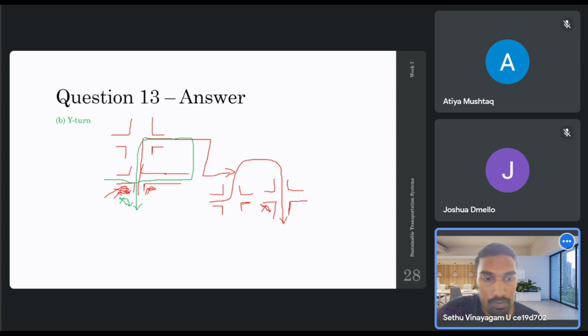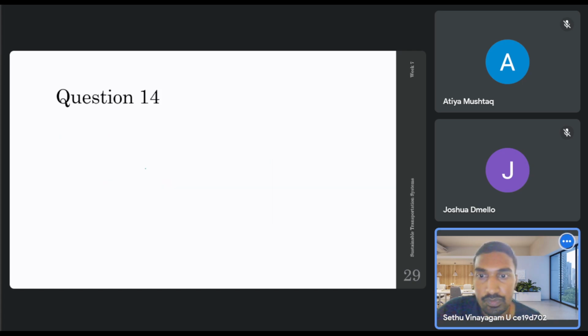Okay. So there is no Y turn that we have looked at. So it is only T, G, and Q turns.